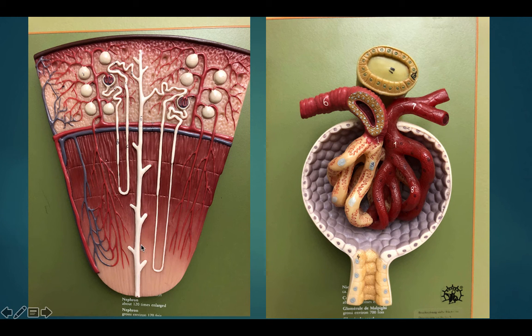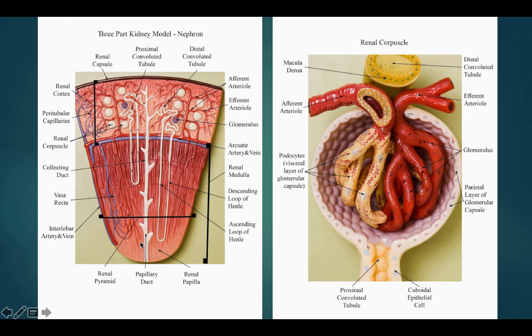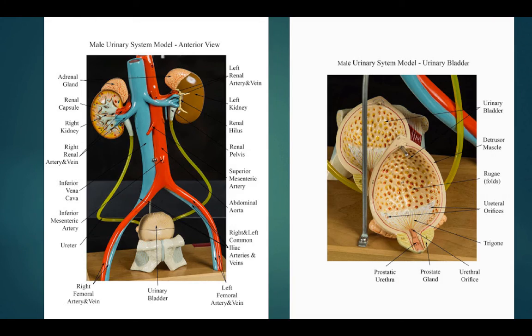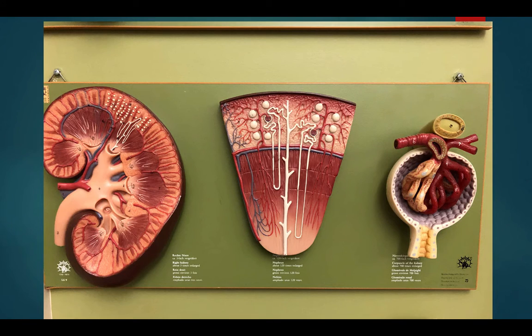So again, collecting ducts are going to dump that filtrate into the renal papilla here. From the renal papilla, we go into the minor calyx, then into the major calyx, then into the renal pelvis, and then finally into the ureter. Okay. So hopefully that helps you out a little bit.